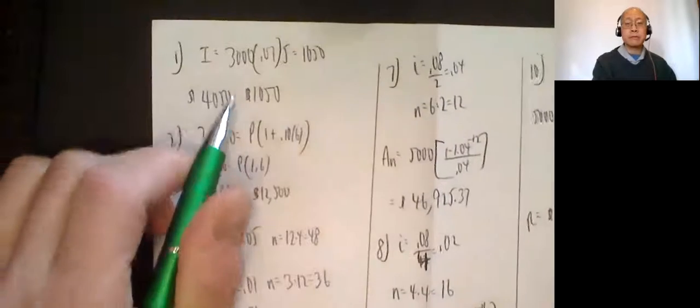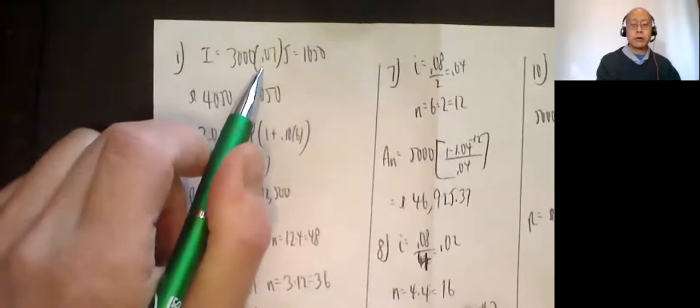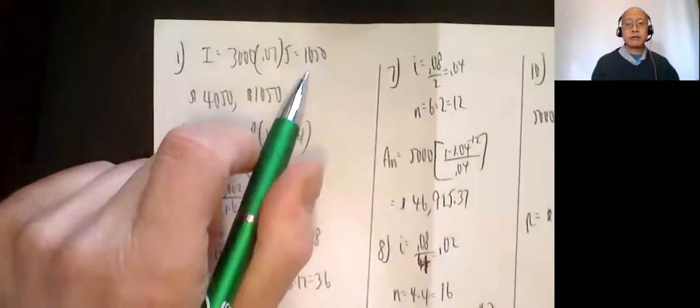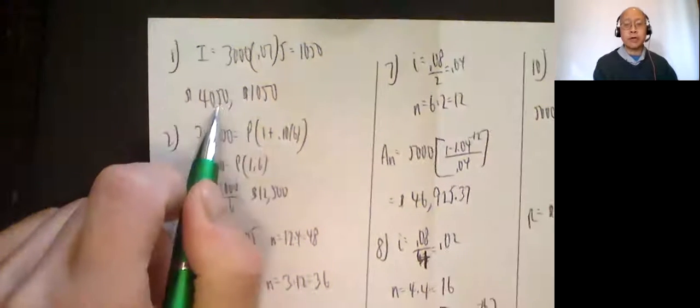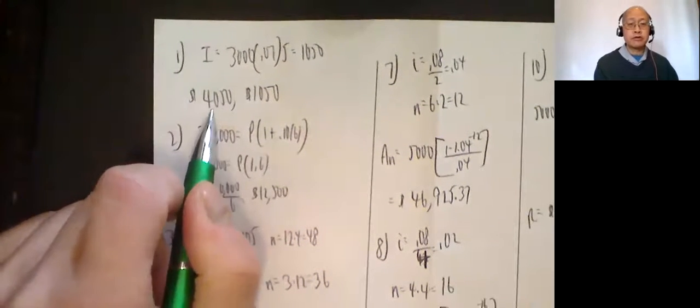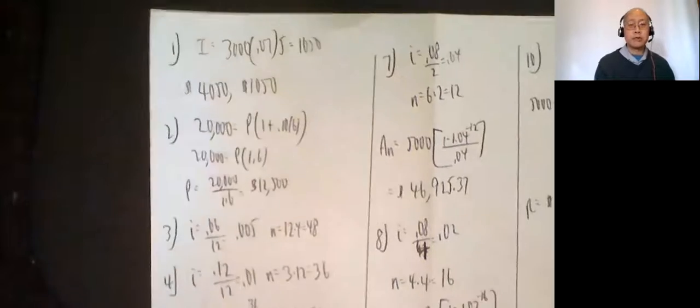Number 1, interest is principal times rate times time. So 3,000 times 0.07 times 5 is 1,050. Add 1,050 to the original 3,000 and have 4,050. So the future value is 4,050. The interest is 1,050.